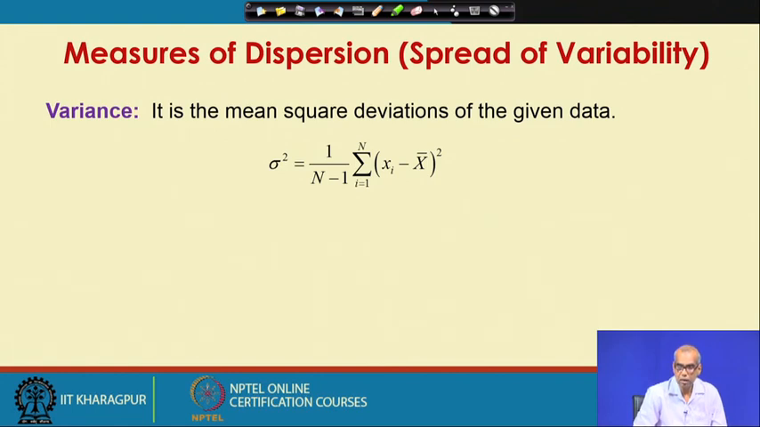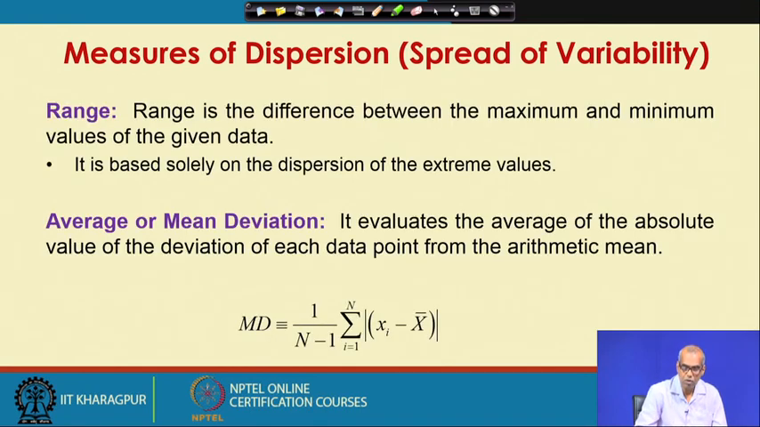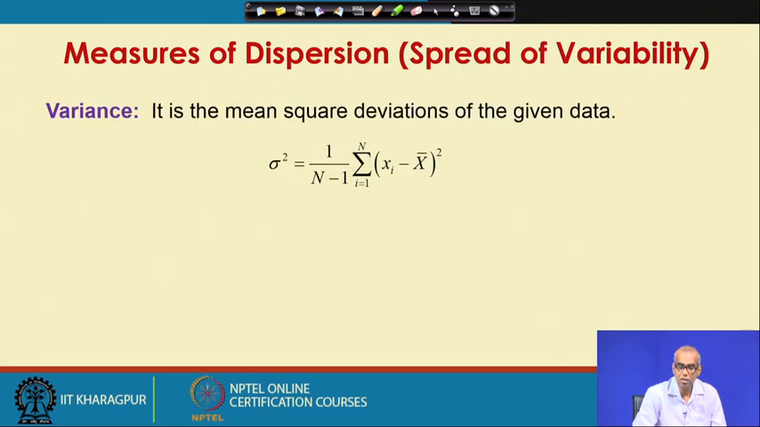Variance, it is the mean square deviation of the given data. Look at the expression for variance and look at the expression for the average or mean deviation. So, you have found out the difference of each observation from the mean, square them, sum them up and divide by n minus 1, where capital N is the number of the observations.